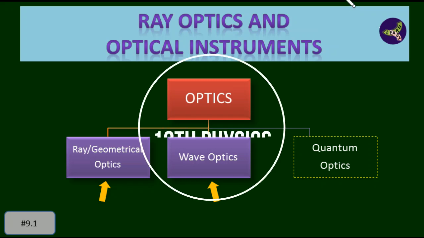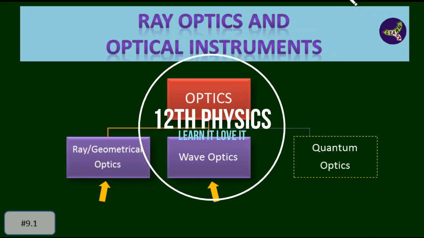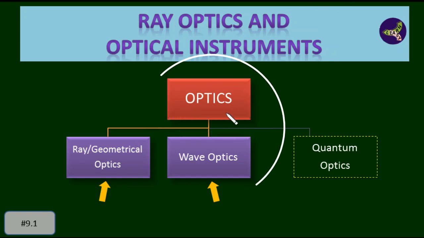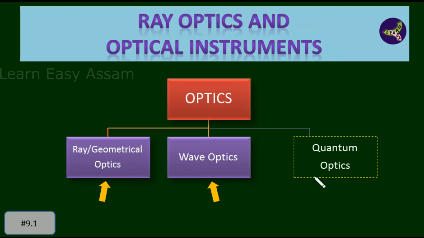Hello YouTube learners. Today in our video we are going to discuss ray optics and optical instruments. Ray optics is a part of optics, where we can divide optics into three parts actually: ray optics or geometrical optics, wave optics and quantum optics. Quantum optics we don't discuss now. So we only discuss ray optics and wave optics, and in this video lesson we are going to discuss ray optics. So let's start.